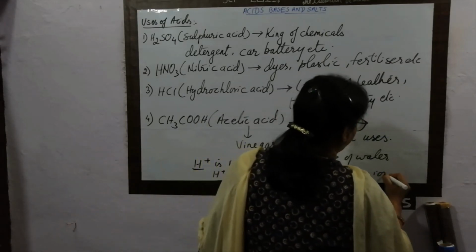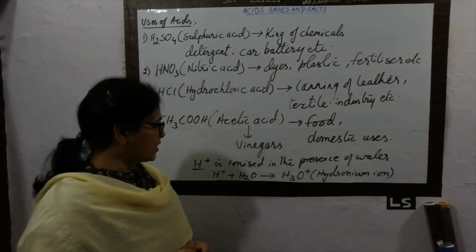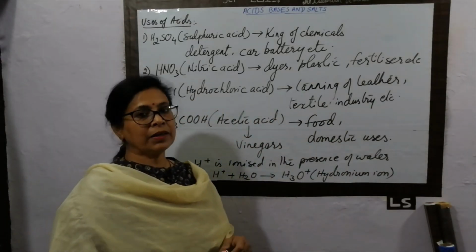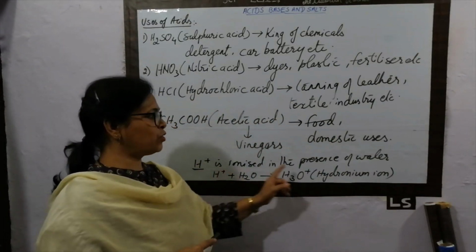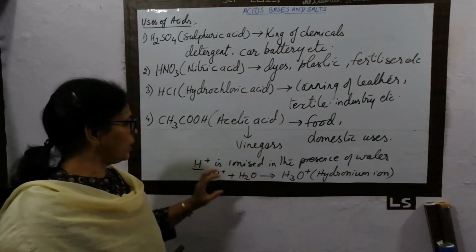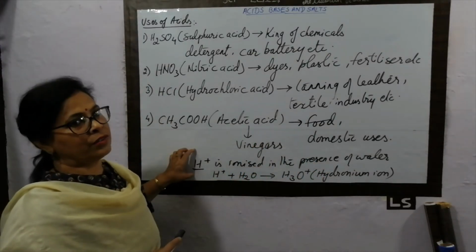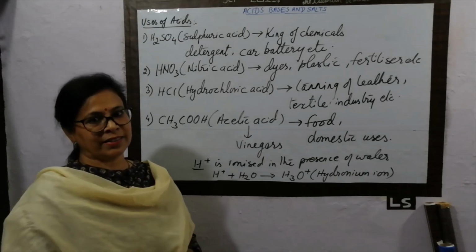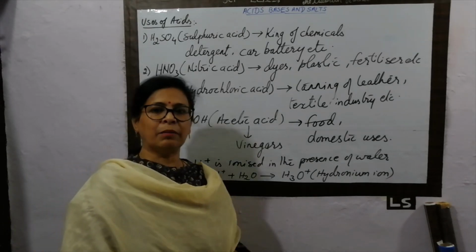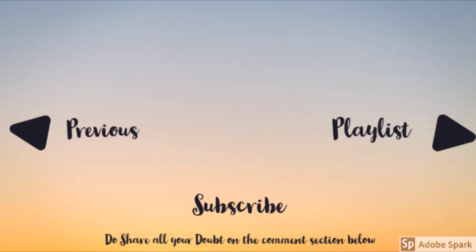Hydronium ion. Okay. Why is this H3O plus taken here? Because hydrogen releases in the presence of water only. In the absence of water, this hydrogen ion does not release. So this is about the acid. In the next class, we will study about the bases.